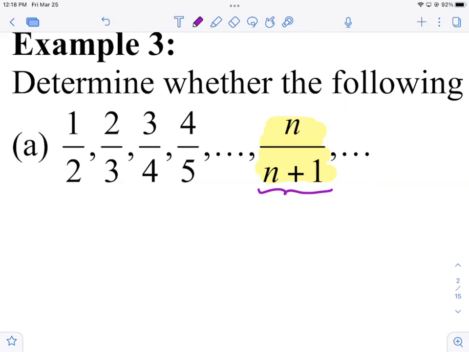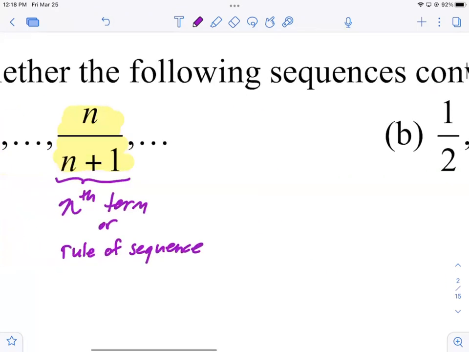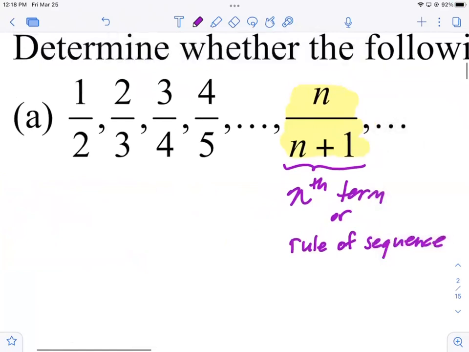The nth term. Yeah, the nth term. This is the nth term, or the rule of sequence. Yeah, rule of sequence. And boy, that's really helpful to have, right? That's what I call the Holy Grail. So if you want to know if the sequence converges or diverges, essentially, we're looking at the same limit each and every time. This is how you show your analysis.